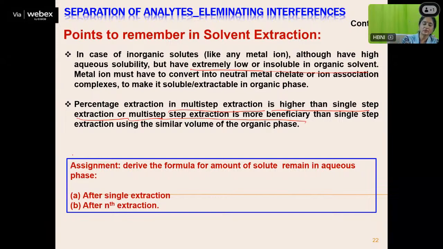So I want to give one small assignment to all of you. Please derive the formula for the amount of solute remaining in the aqueous phase after a single extraction and after the nth extraction. This is a small homework for all of you.